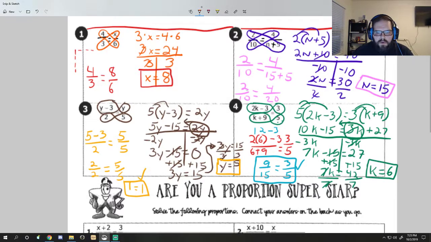And a little tip. If you are really unsure if this is equivalent, if you're like, man, I really don't know if that's equivalent, you can do the crisscross method, or the butterfly method, and multiply 9 times 5, which will be 45. And then 15 times 3 will also be 45. So you can check that way to see if they're equivalent. That's a little trick for you if you are really uncertain if something is equivalent.